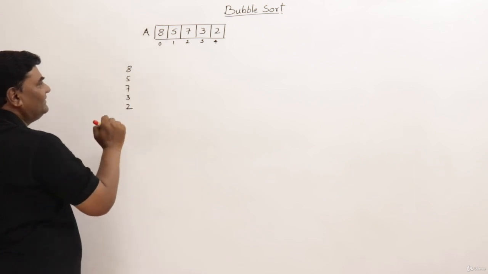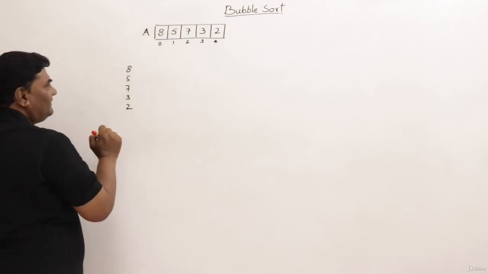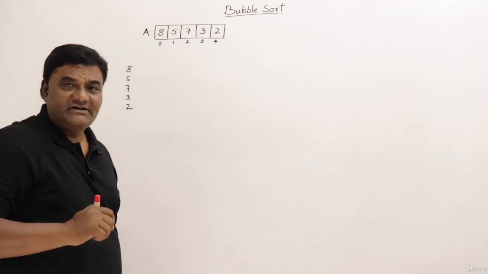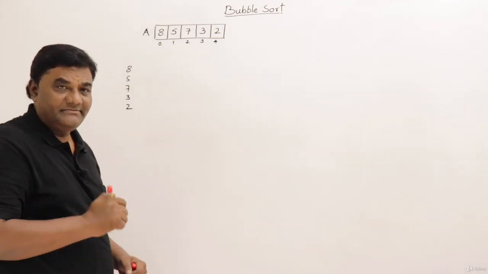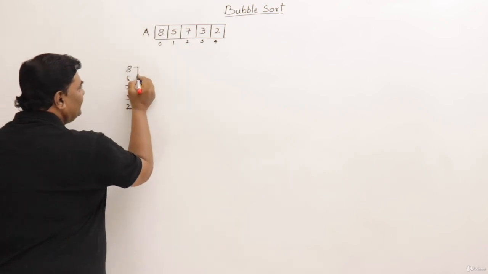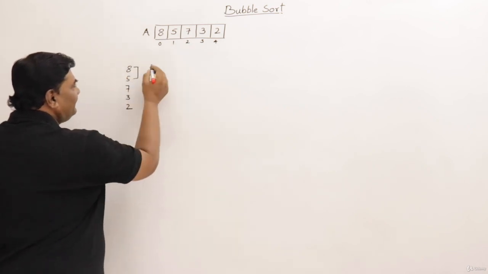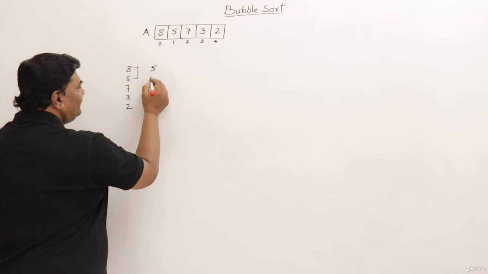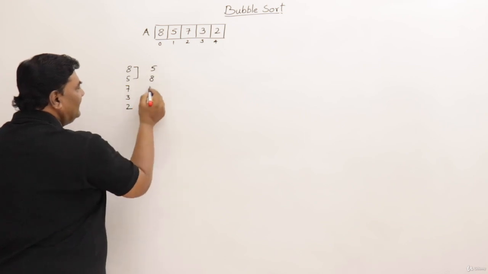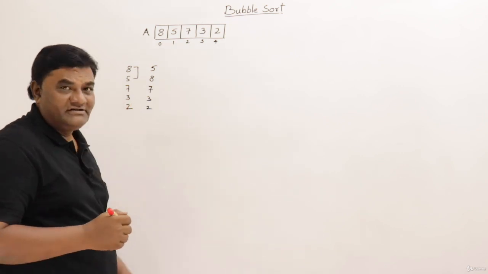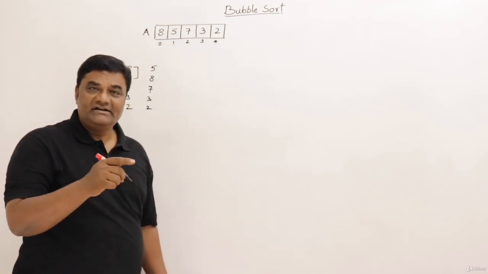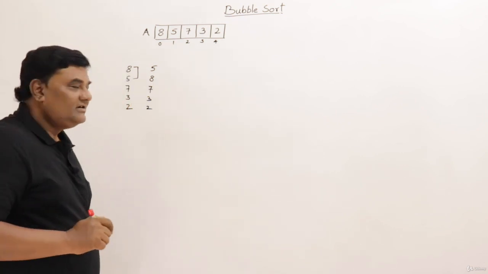So let us start. See, it will compare a consecutive pair of elements every time. If the first element is greater than the second element, then it will interchange the elements. So it will compare these two elements. 8 is greater than 5. So 5 will move up, 8 will come down. The remaining elements stay as they are. So this was the first comparison and the first element was found greater, so it has interchanged.